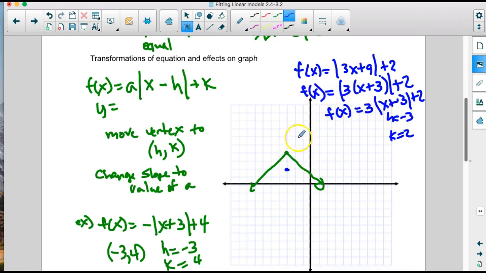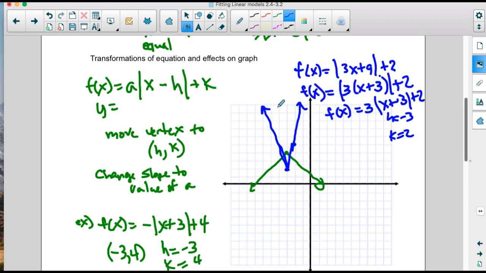So on this side, instead of positive 1, we go positive 3. So 1, 1, 2, 3. So we go up 3 and over 1. So we go like this on this side, and on the other side we have negative 3. So we go down through here. And this would be our graph.